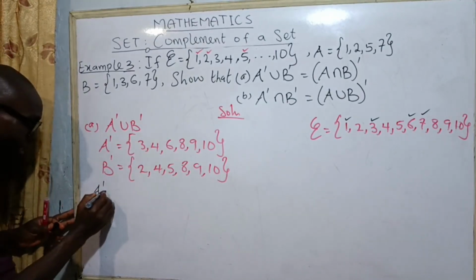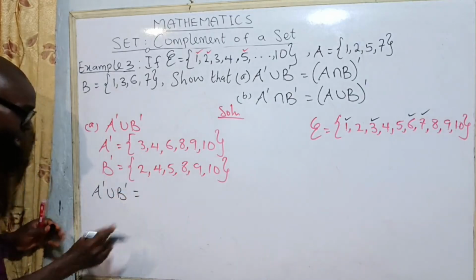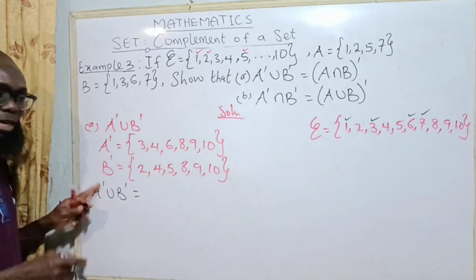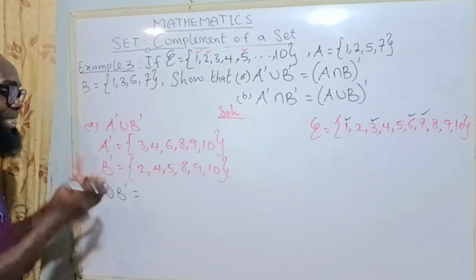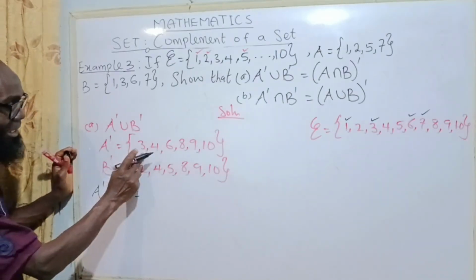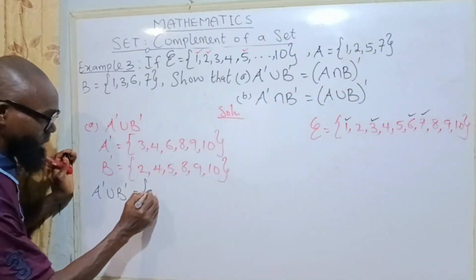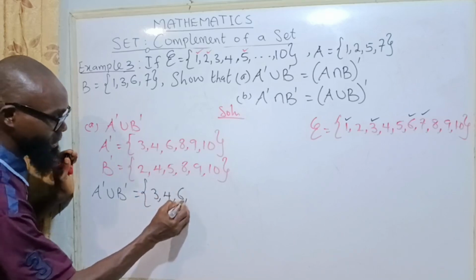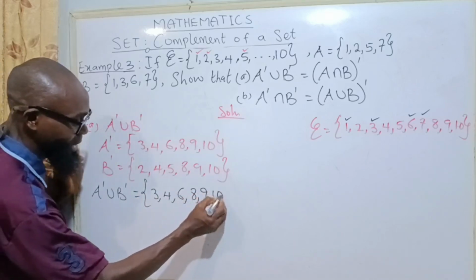A complement union B complement. So this is A complement, this is B complement. Let's find the union. Union means everything in A and everything in B without repetition. Let's list all the elements here: 3, 4, 6, 8, 9, 10.